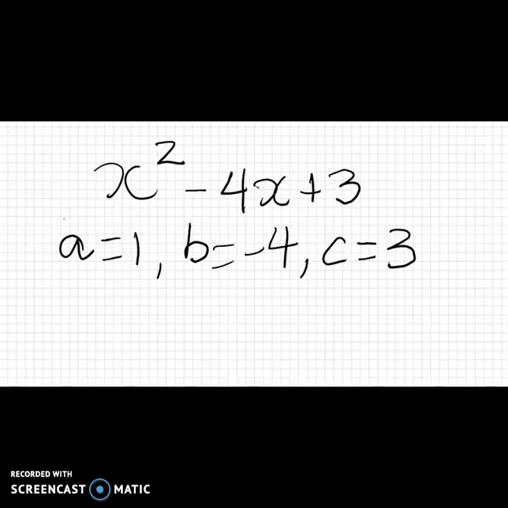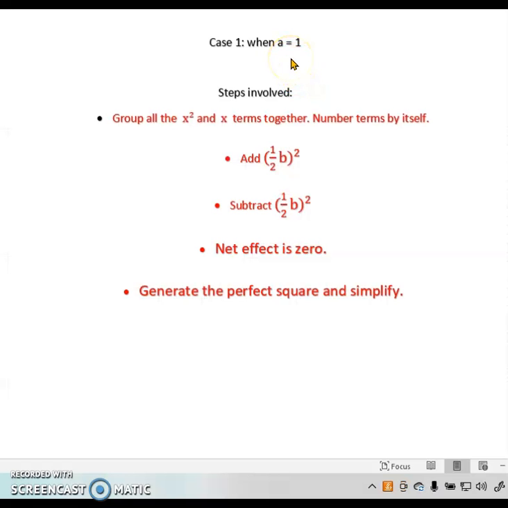Okay, let's go ahead and complete the square of this. We have a scenario whereby the value of a is 1, so in this case you have x squared. So what are the steps involved? Well, the steps are very simple. You group all the x squared and x terms together, and the number terms by itself. And then we take half of the coefficient b and square it. So you add this here and then you subtract.